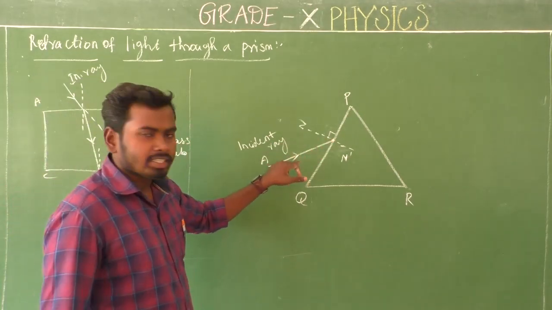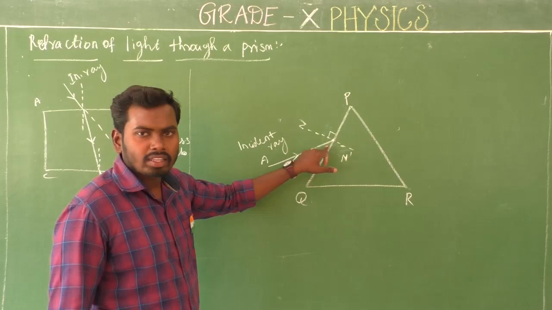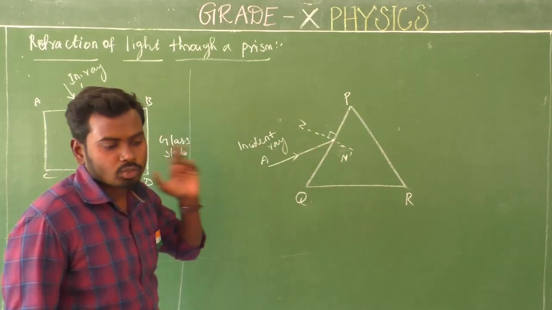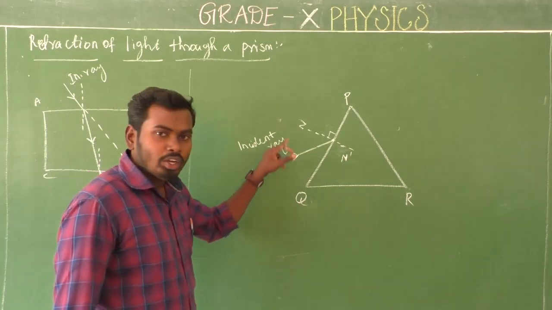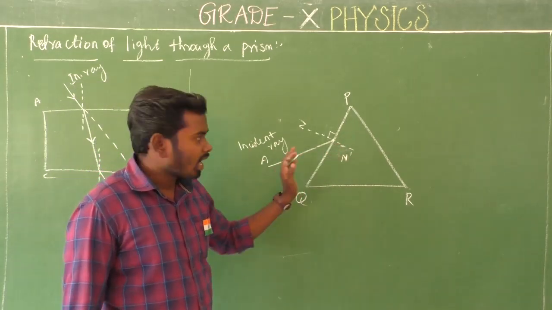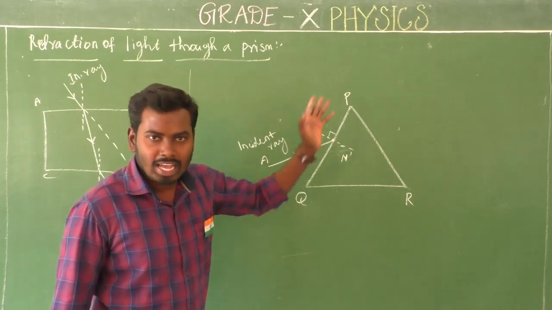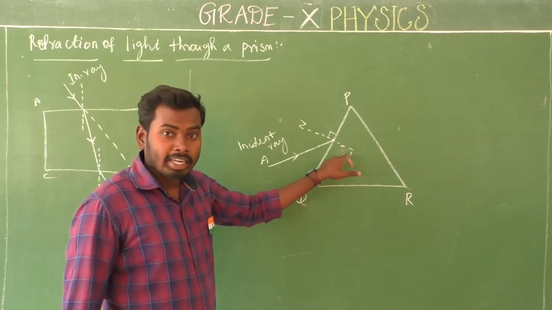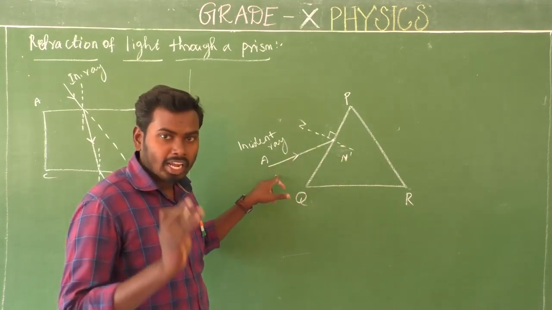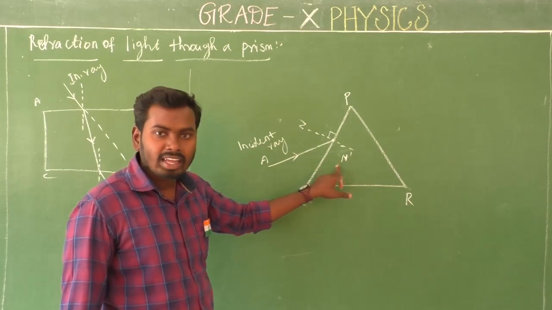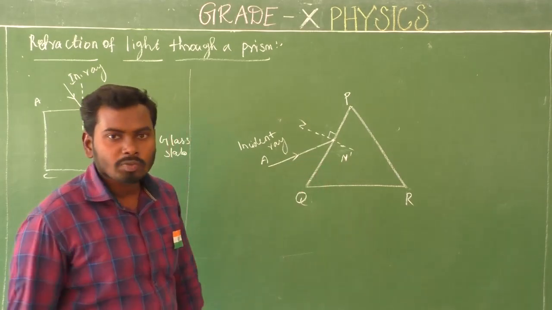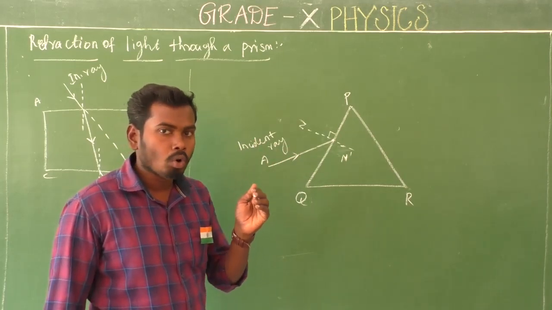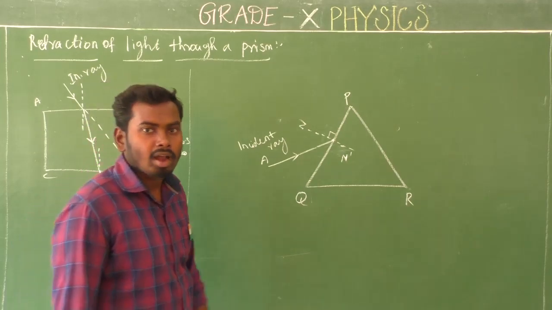Next, this ray of light falls on the surface of the glass prism PQ. What will happen next? Here light goes from the air medium to the glass medium, because air surrounds the glass prism. Air is the optically rarer medium, and glass is the optically denser medium. Whenever light goes from an optically rarer medium to a denser medium, the refracted ray will move towards the normal.